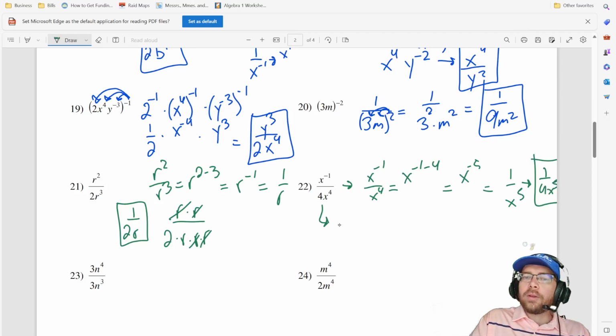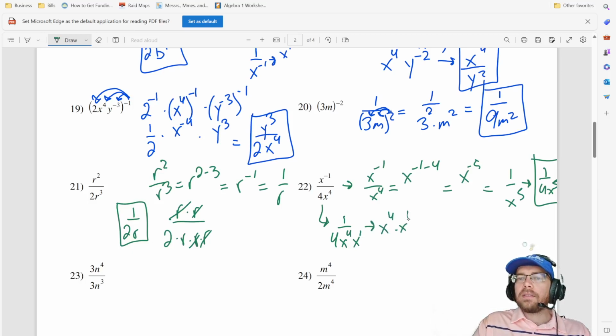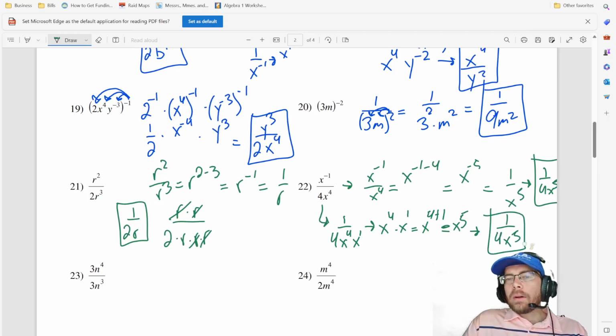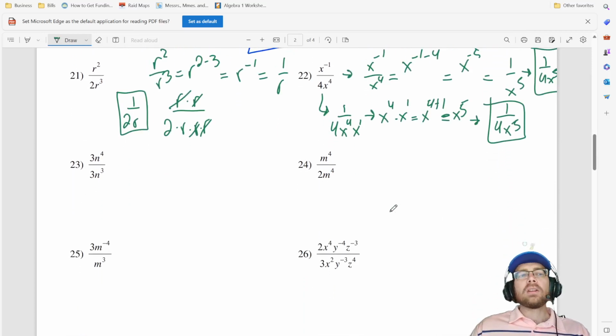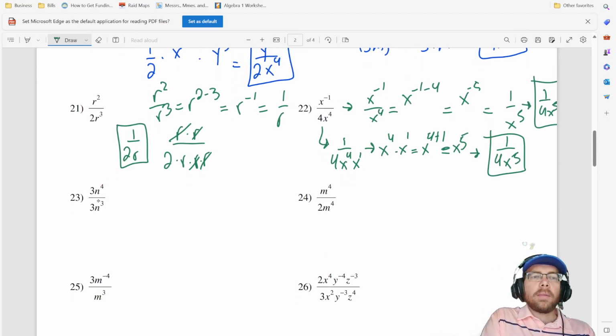The other way to do it would be to flip it first. So 1 over 4x to the 4th times x to the 1st. Then you'd have power times a power, so you'd add the powers. And then once you have them added, you would rewrite it into the answer, which would be like that. So either way works. Try it both ways, and whichever one you like better, try it that way only for, I don't know, like 5 to 10 problems. That way you can really get a feel for which one you like better. That's what I recommend there.